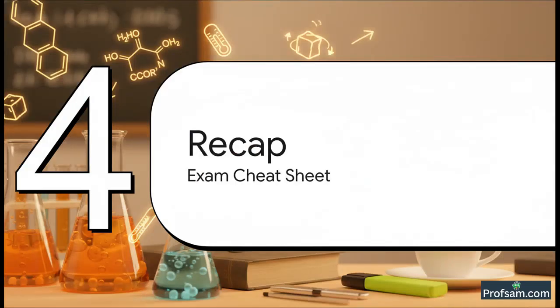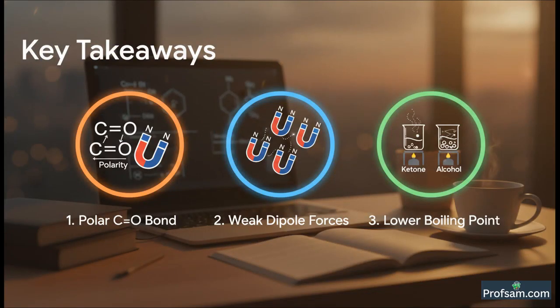All right, that was a lot of information. So let's quickly recap the most important points that you must remember for your exams. So, there are 3 key takeaways. First, the starting point for everything is the polar nature of the C=O bond. Second, this polarity creates weak dipole-dipole forces, which you can imagine as tiny magnets attracting each other. And third, because these forces are weaker than hydrogen bonds, aldehydes and ketones have lower boiling points and only moderate water solubility compared to alcohols.